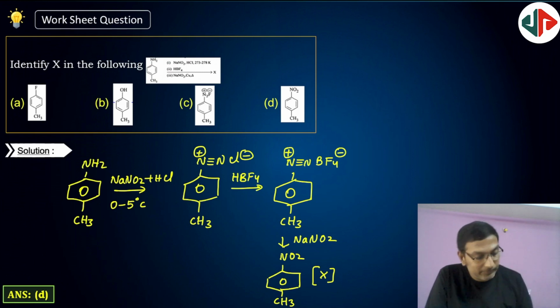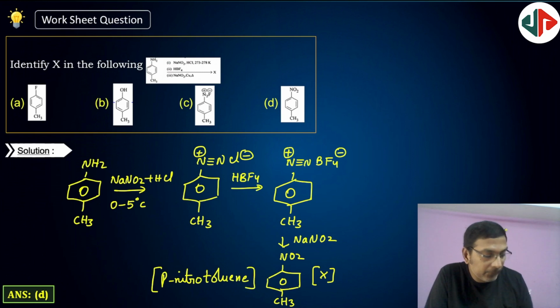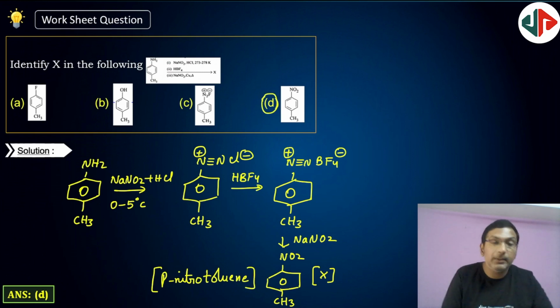Nitrotoluene. Last compound is para-nitrotoluene, which is option D. Very, very important reaction. First diazotization, next diazonium fluoroborate, intermediate compound, which on treatment with NaNO2 gives nitro substituted compound.